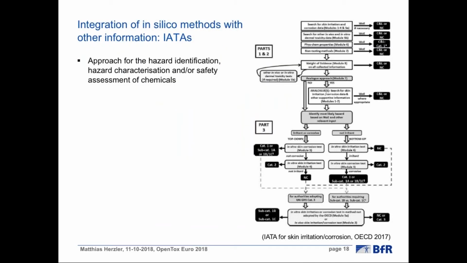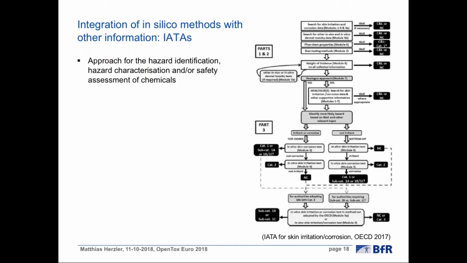The next step now is the integration of in silico methods in larger frameworks of assessment. And I don't know if everybody of you has heard of what an IATA is. An IATA is an integrated approach to testing and assessment, something like this. This is for skin irritation only. You don't have to read it, just to show you there are some steps and it might be complex.